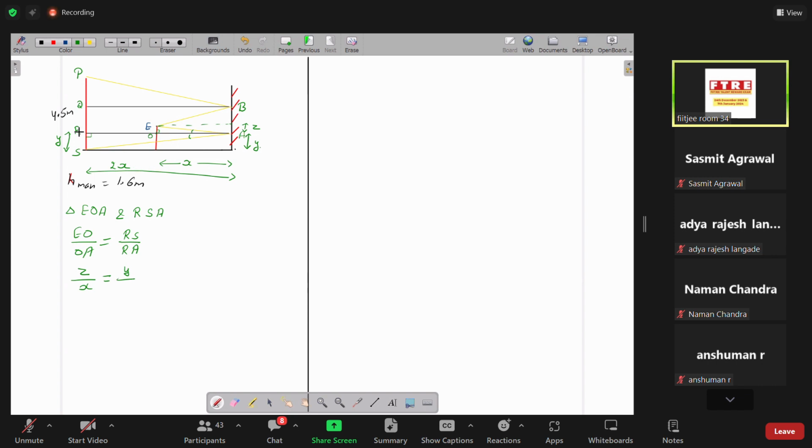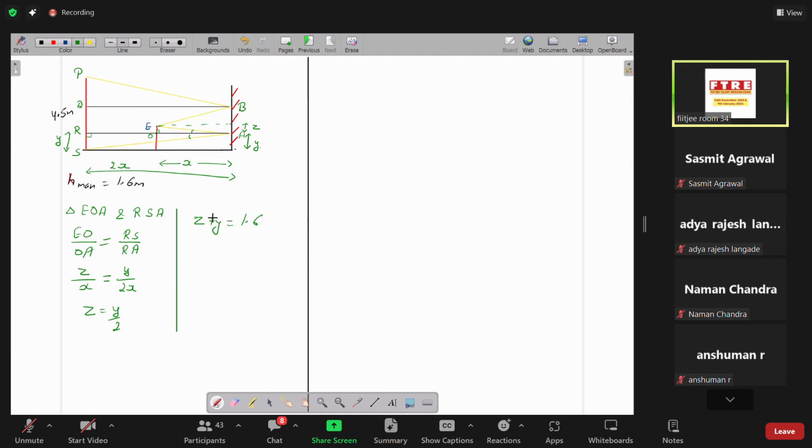And RA is equal to 2X. So from here we get that Z is equal to Y by 2. Okay, this result clear? Also, we know that Z plus Y is equal to 1.6. Also, we have this information because this is the height of man. So height of man is given to be 1.6. So also we get that Z plus Y equals 1.6.